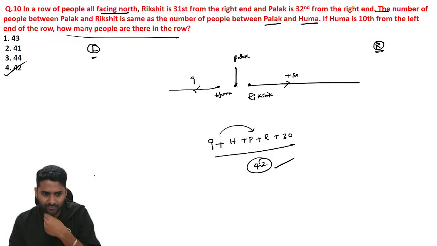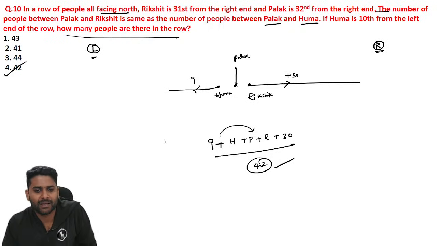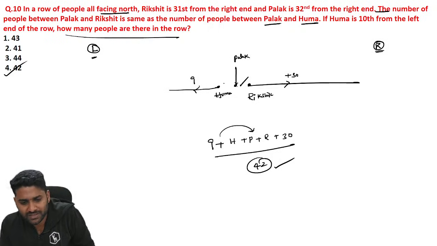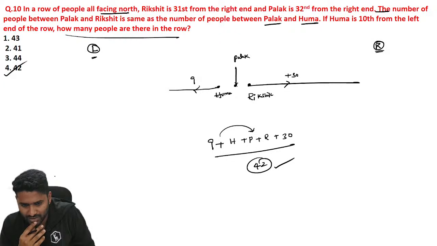The number of people between Palak and Rikshit is the same as the number of people between Palak and Huma. And there is no person here. Here also you cannot place any person in this gap. And the total count in this information is 42.